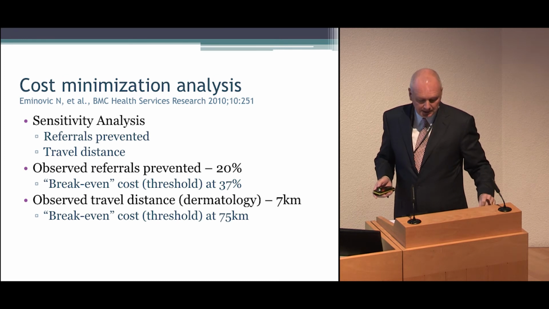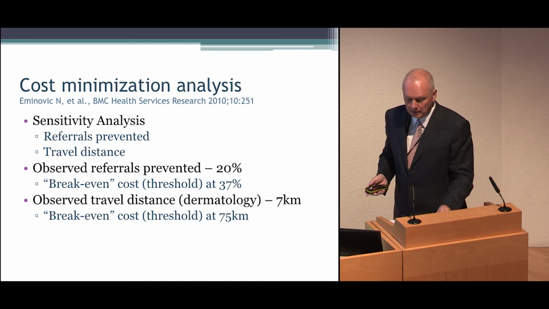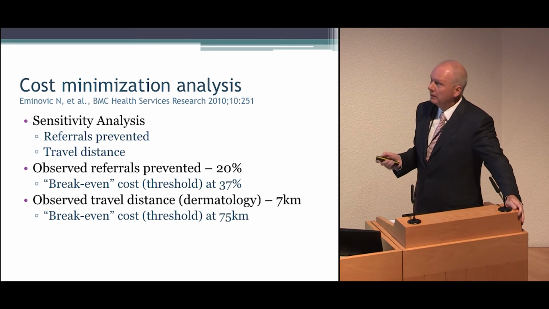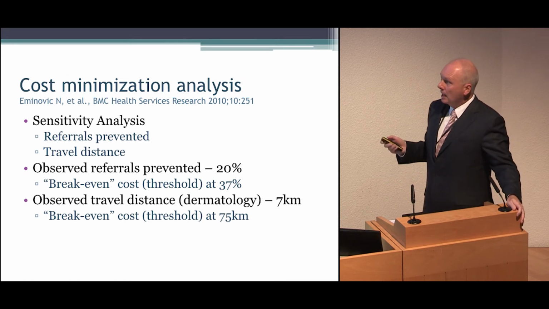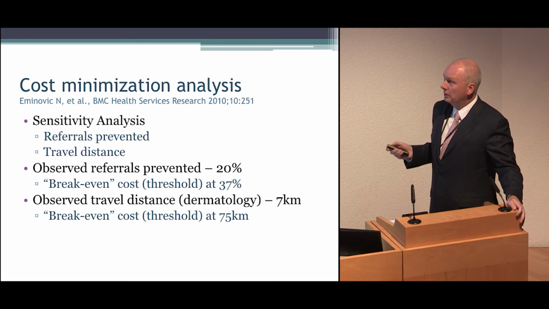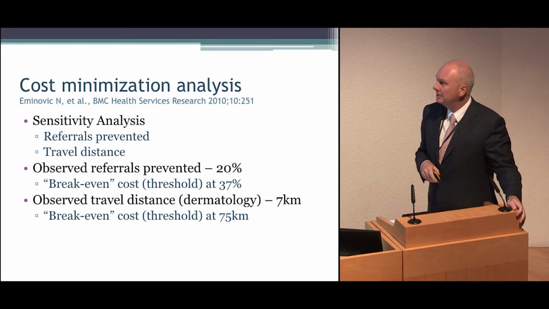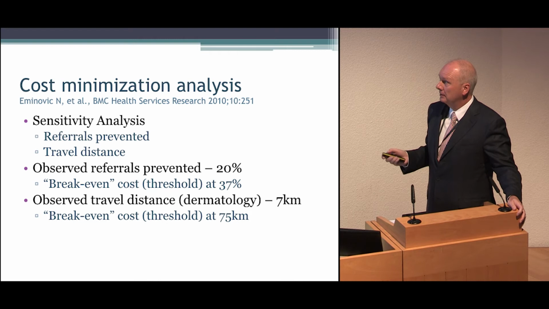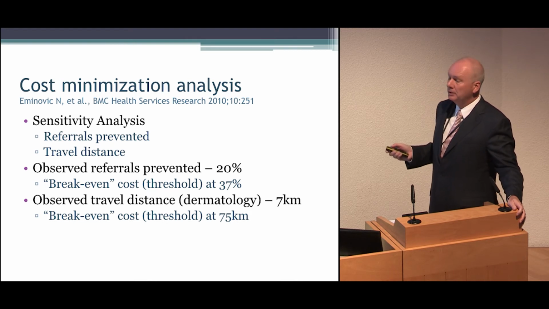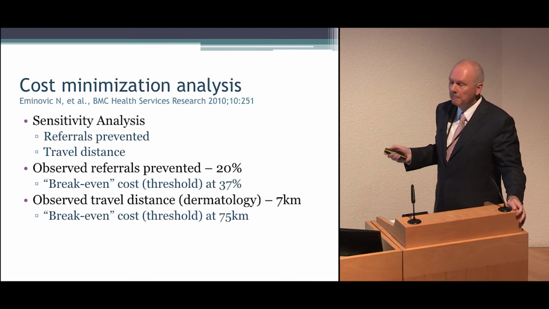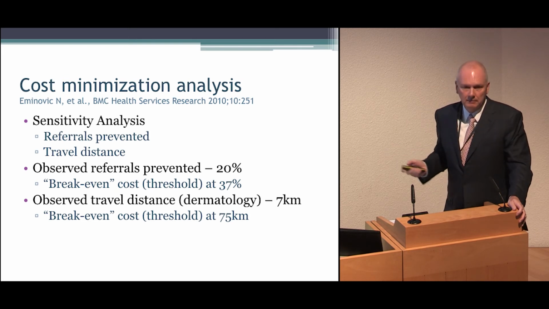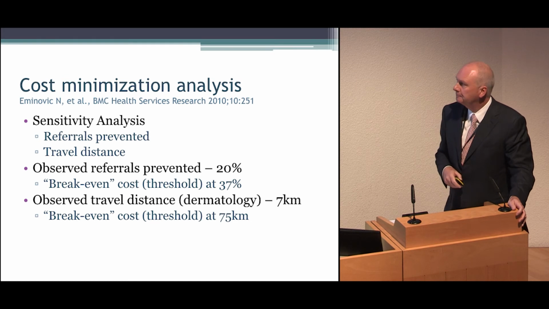So they also did a sensitivity analysis around a couple of variables. The two that I'll talk about here are referrals prevented and travel distance. As I mentioned, they observed that 20% of their referrals could be prevented. With a sensitivity analysis, what they found was that teledermatology was the more costly intervention until you reach 37% referrals prevented, at which point it becomes cost neutral. So the 37% then represents your threshold value.